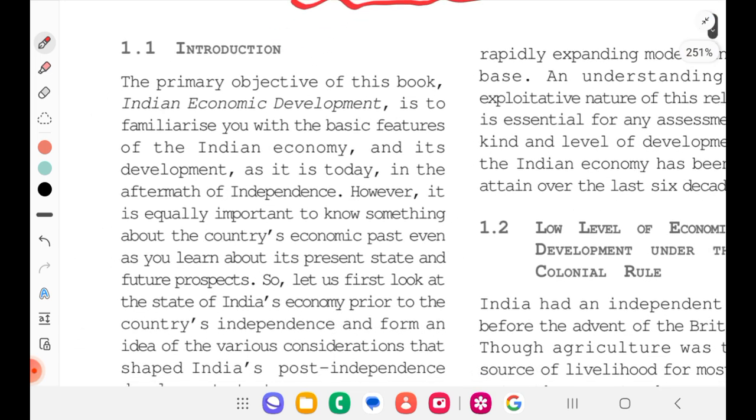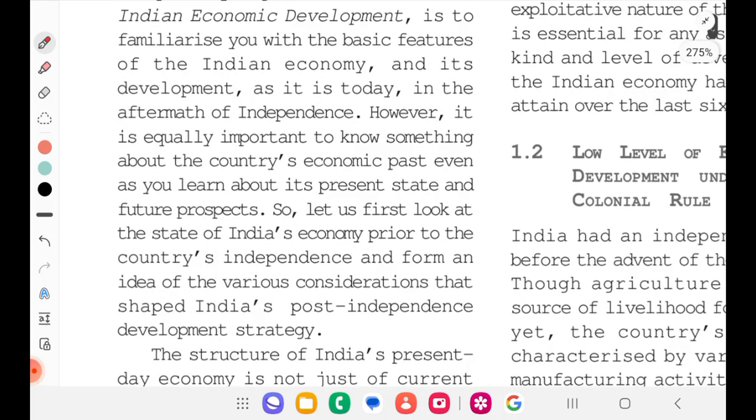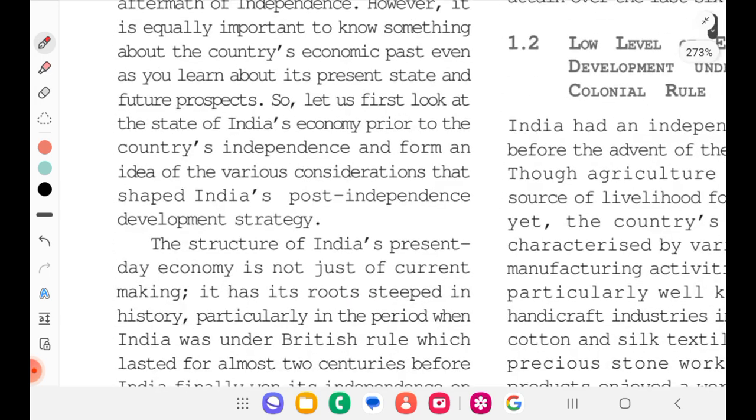Introduction. The primary objective of this book, Indian Economic Development, is to familiarize you with the basic features of the Indian economy and its development as it is today. In the aftermath of independence, however, it is equally important to know something about the country's economic past, even as you learn about its present state and future prospects. So let us first look at the state of India's economy prior to the country's independence and form an idea of the various considerations that shaped India's post-independence development strategy.